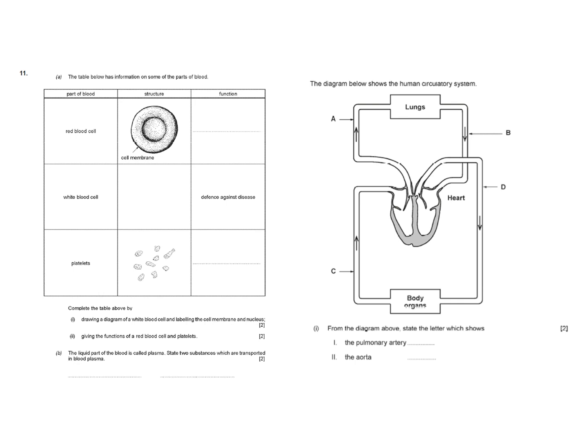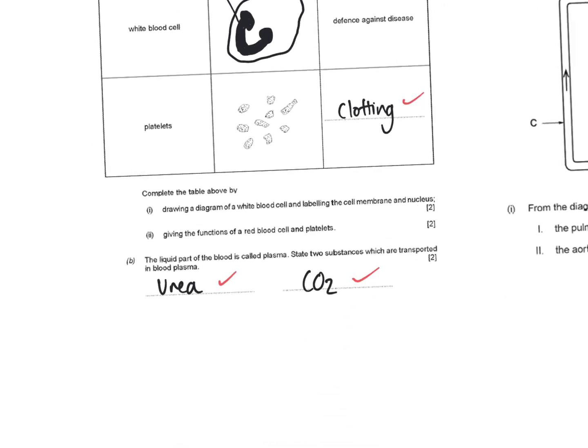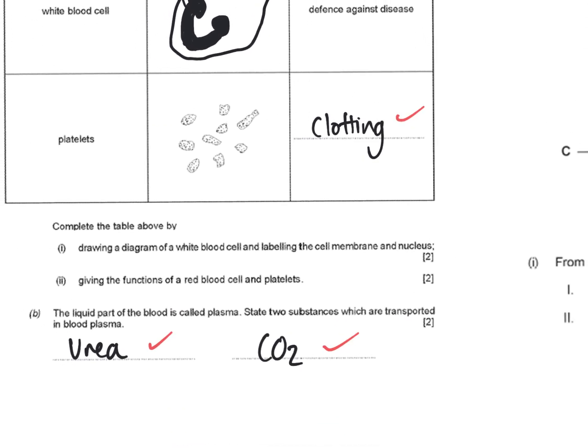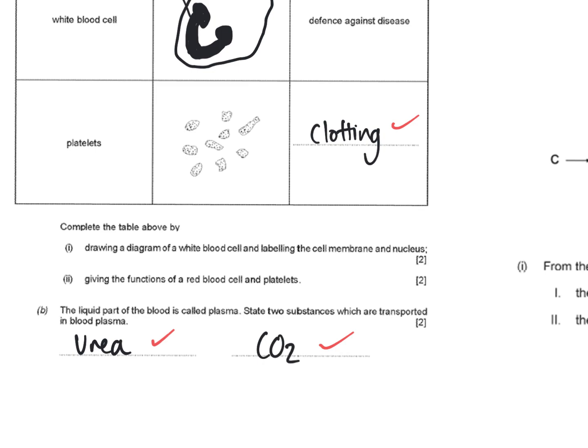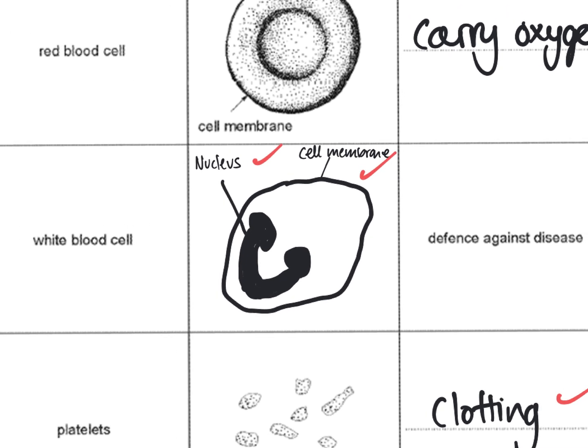Okay, final past paper questions here. So table on the left looking at components of blood, on the right looking at the circulatory system. Pause the video, have a go, we'll go through the answers for the final time. Okay then, so just looking at the questions first, it says complete the table above, and part I, drawing a diagram of a white blood cell and labelling the cell membrane and nucleus for those 2 marks. So we're going to move up, we're going to have a look at in the white blood cell, and we've got the nucleus, okay, and the cell membrane around the outside for those 2 marks.